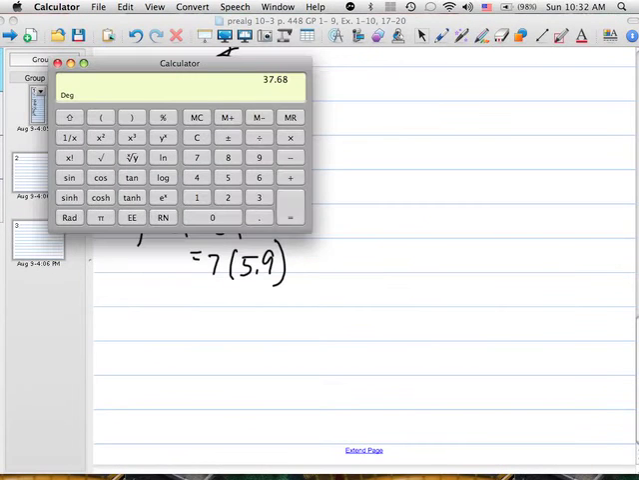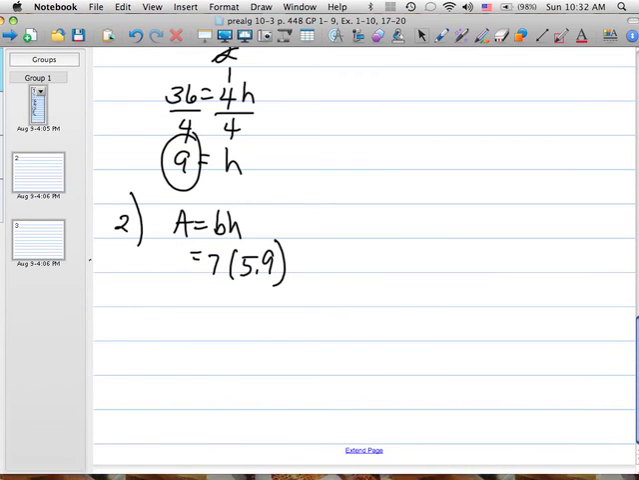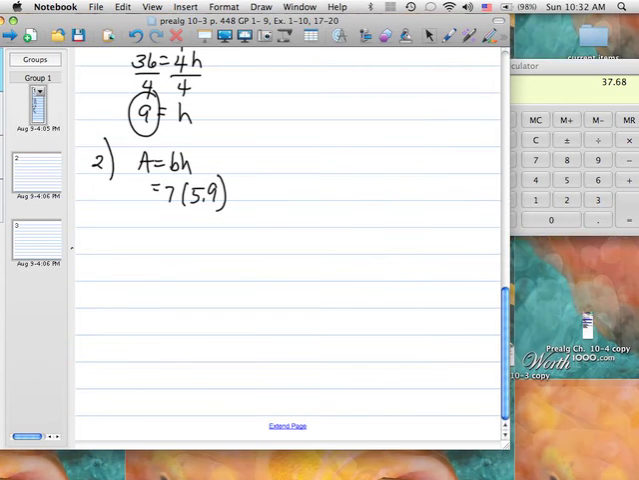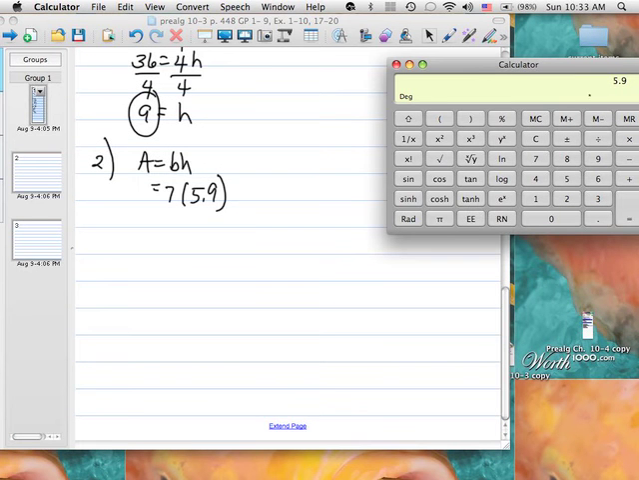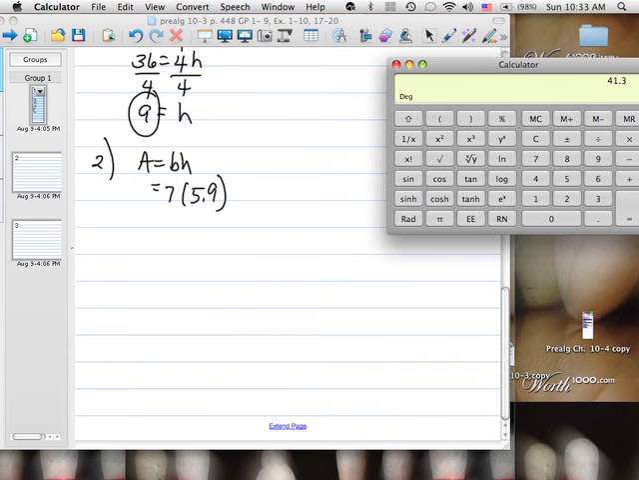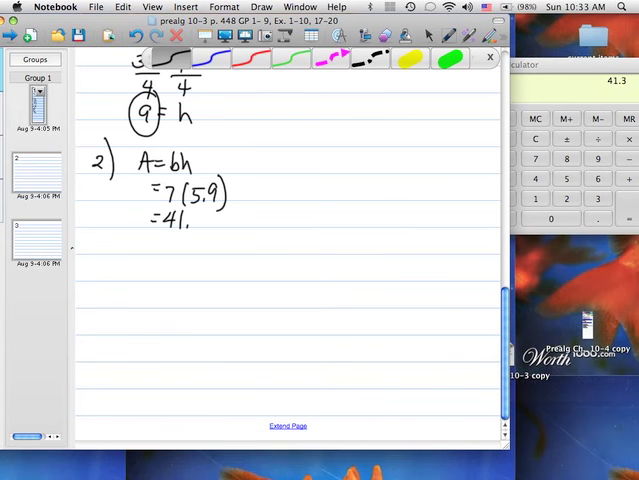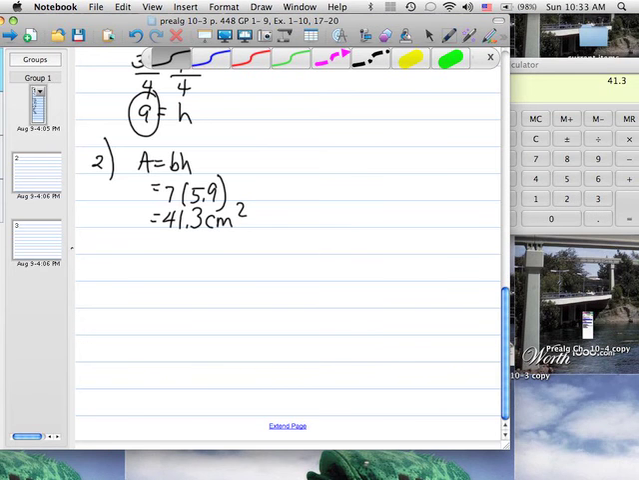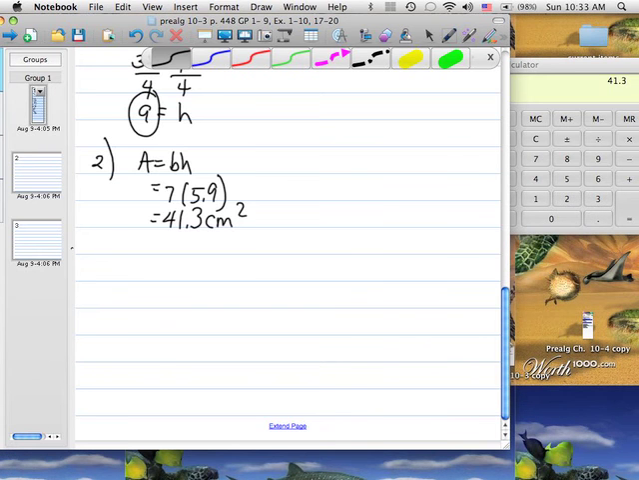You can use your calculator on these problems. So we have 5.9 times 7, which gives us an area of 41.3. And the unit is centimeters squared. And checking the answers on this, they either give the answers as mixed numbers or rounded to the nearest tenth, I believe.